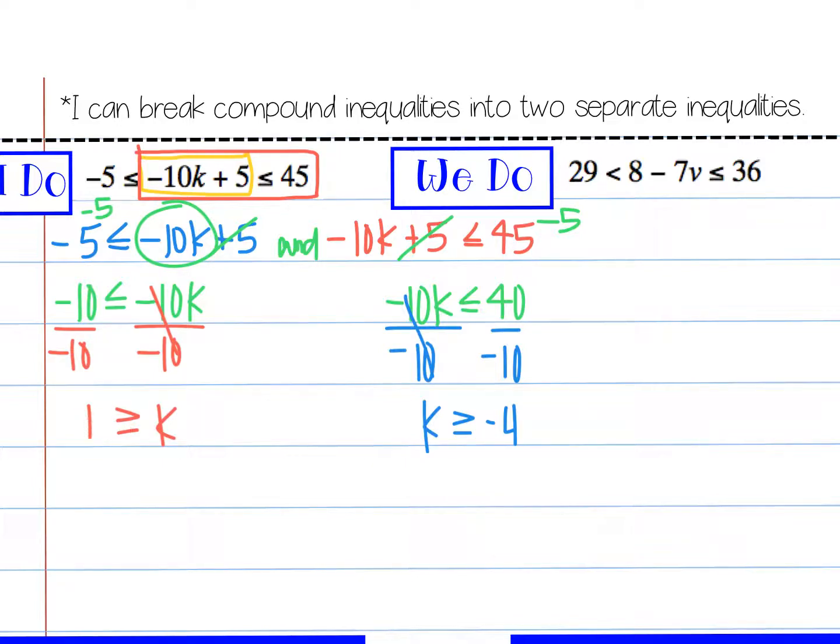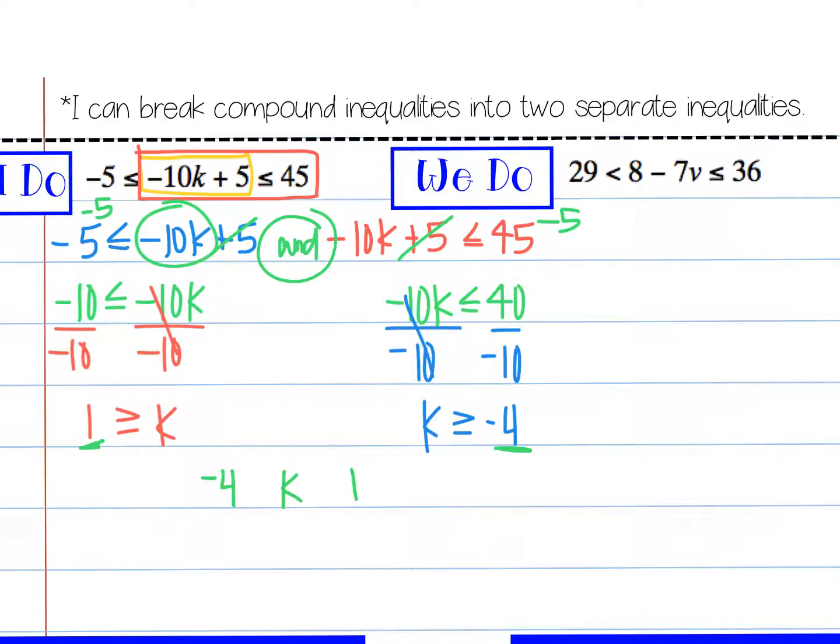So I always like to think about how I can put it together in a way that makes sense. So when I look at 1 and I look at -4, because I know this is an AND situation, the k is going to be in the middle. I need to put the smallest number on the left and the largest number on the right. So I'm going to say -4, then I'm going to have k, and then I'm going to have 1.